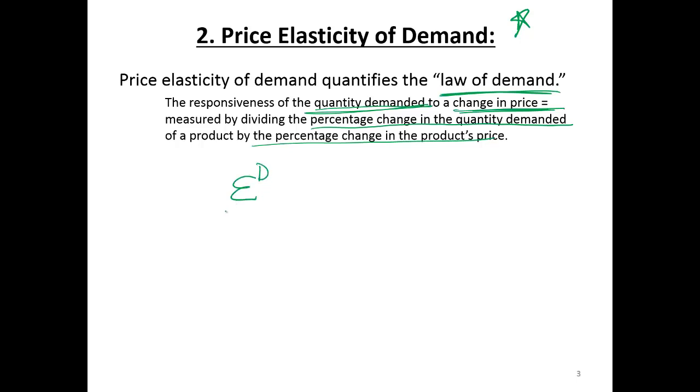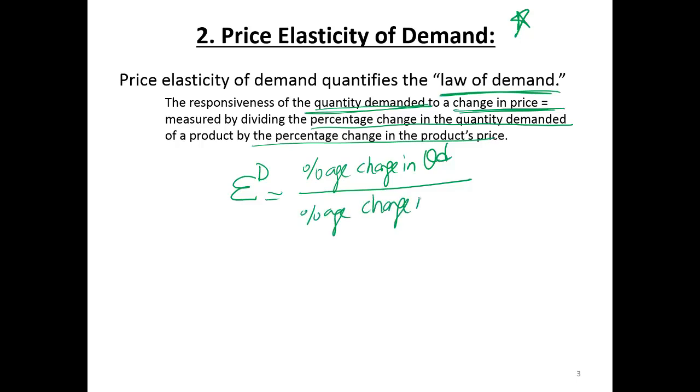Here's the epsilon, Greek letter epsilon for elasticity, D for demand. It's the percentage change in quantity demanded. You divide this by percentage change in price of the product. We're talking about the same product here.